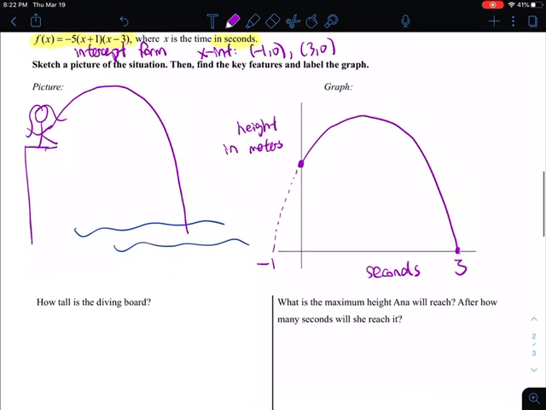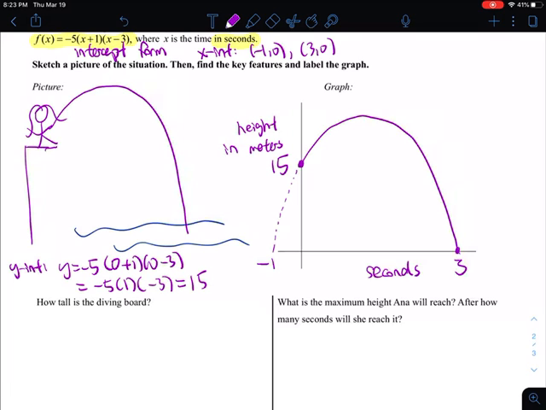But let's also find the y-intercept, just like before. I'll do it down here. So let's go ahead and put 0 for x: 0 plus 1, 0 minus 3. So then I get -5 times 1 times -3. That looks like it's going to be 15.